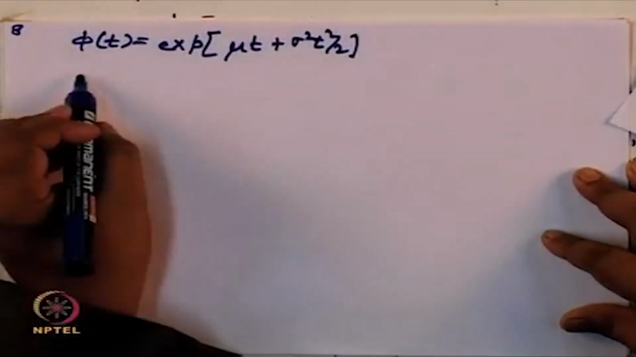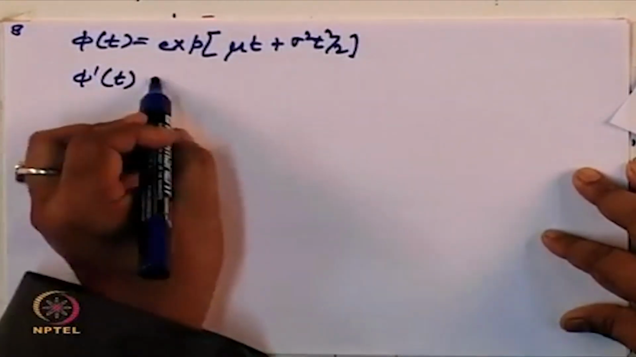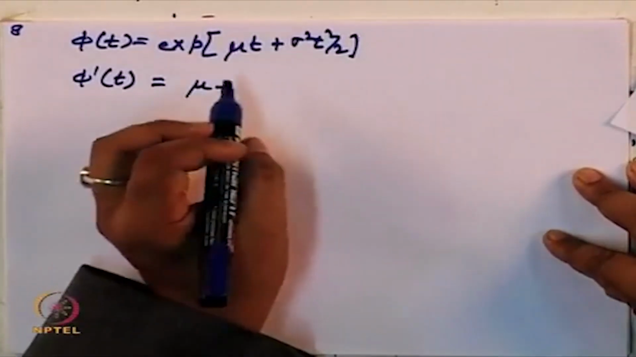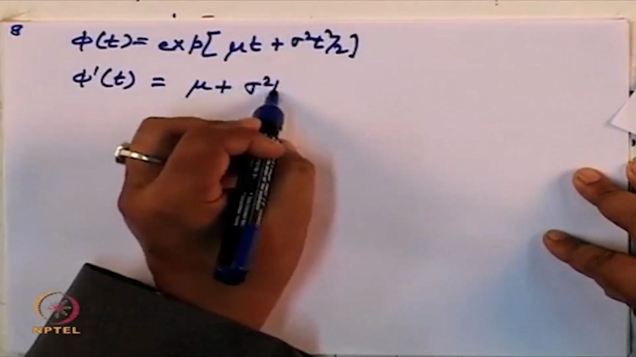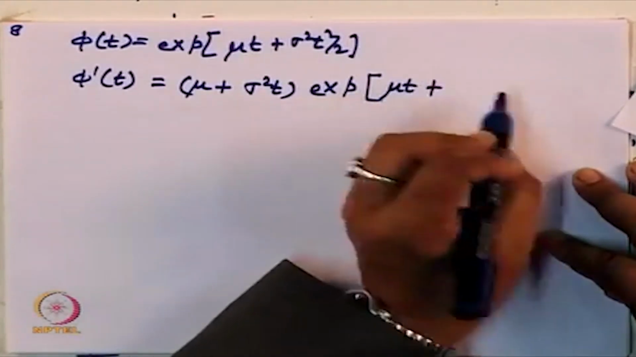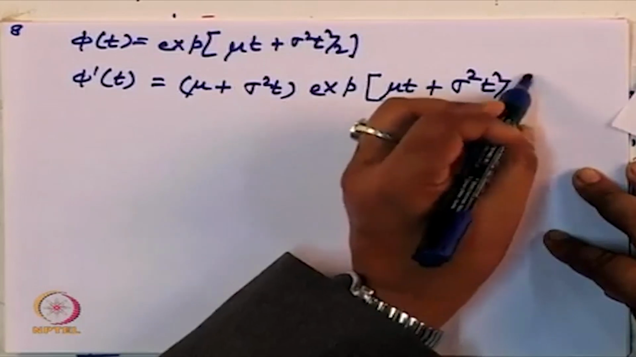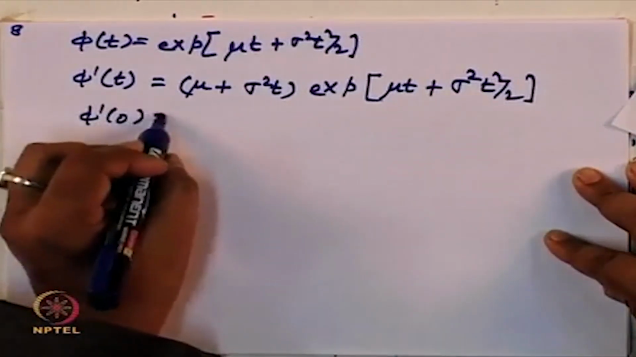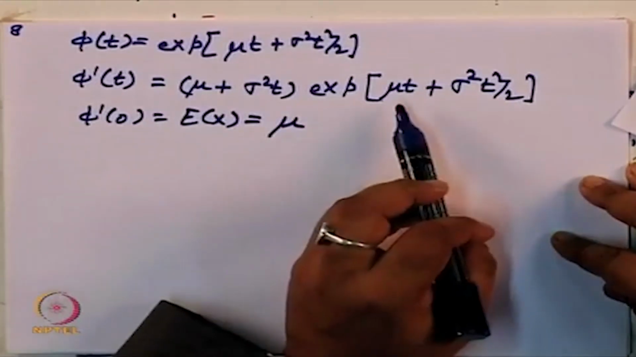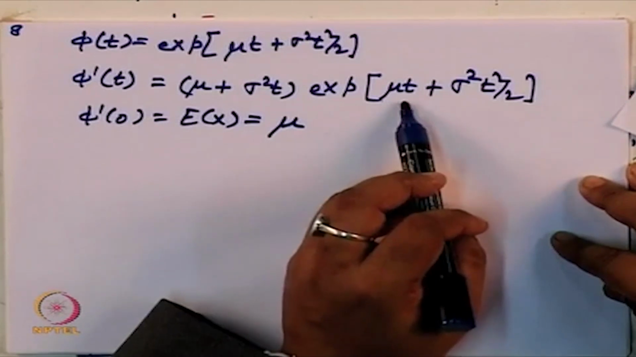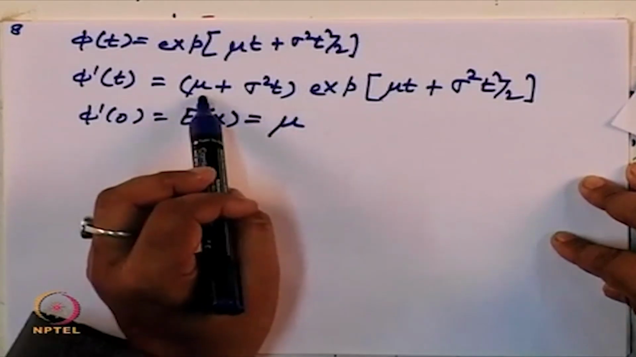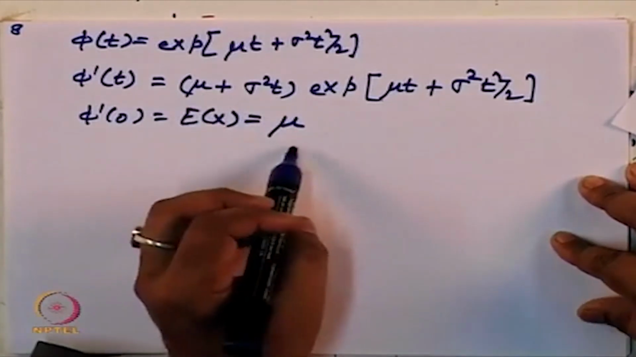So phi prime t then becomes simply mu plus sigma square t into exponential of the same thing. So phi prime 0 is equal to expectation of x, which will give me nothing but mu. If you put t equal to 0 here, this will return a value of 0, and exponential of 0 is 1. So only you get this mu. So expectation of x is equal to mu.